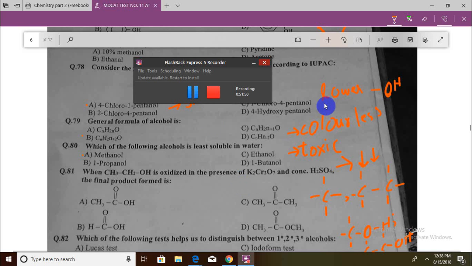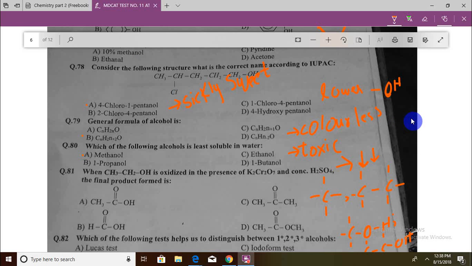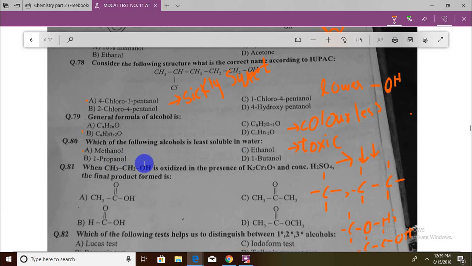So back to what we were discussing. Question number 81. When CH3CH2OH is oxidized in the presence of K2Cr2O7 and H2SO4, what is the final product? Now this is a primary alcohol, and they're asking for the final product. So it can either be a carboxylic acid or an aldehyde. This is an ester, this is a ketone, and this is a carboxylic acid, but not the right one, because this has just one carbon, whereas this is a 2-carbon alcohol.